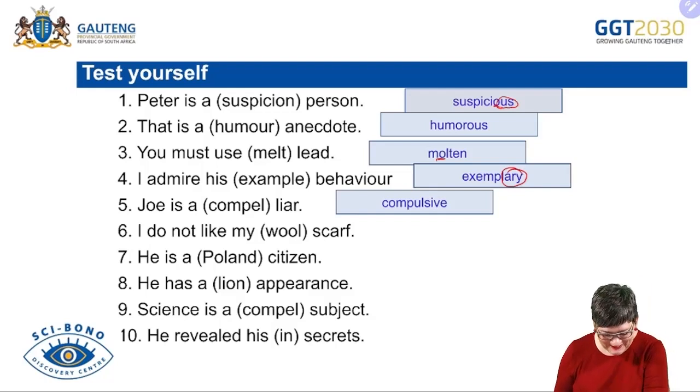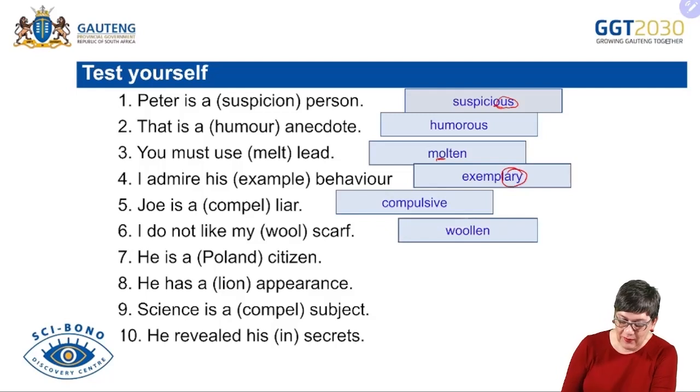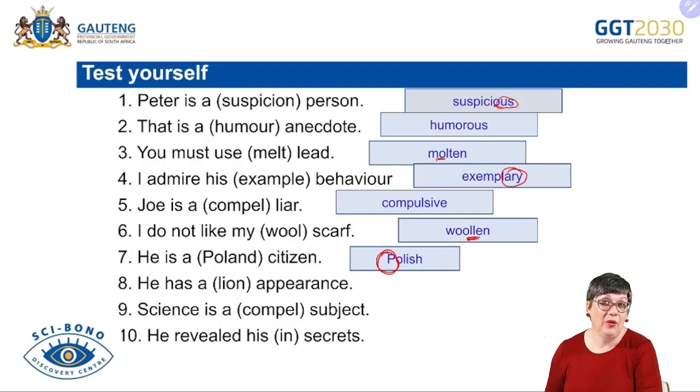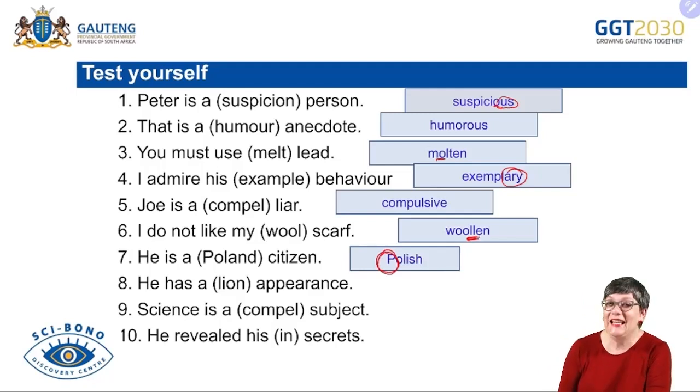compulsive. I do not like my wool scarf will become woolen. Now remember, we need a double L here. And I'm a little soldier there. Number 7, we gave you a personal noun, if you remember correctly, Poland, and we wanted Polish. Now, when you rewrite this, please remember that you have to keep a capital letter. If you were to write it with a small p, it would have been incorrect because it's still a proper noun. Right. He has a lion appearance.